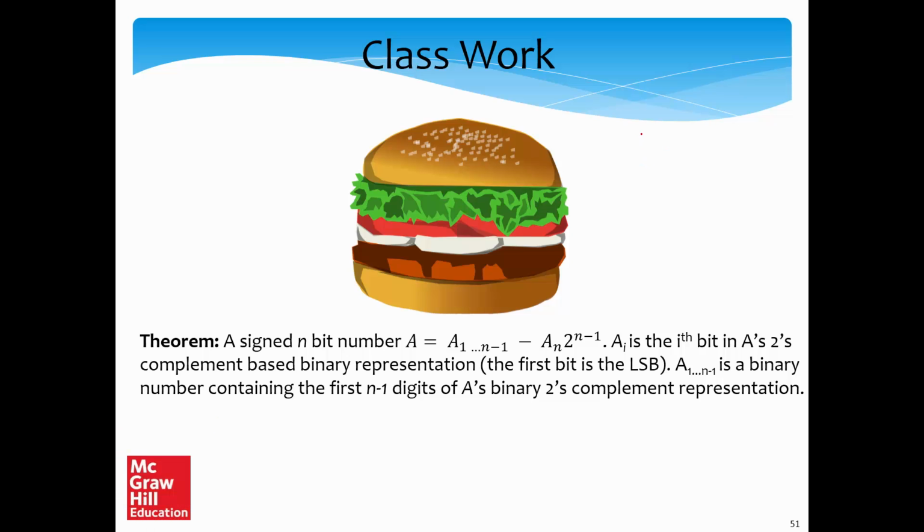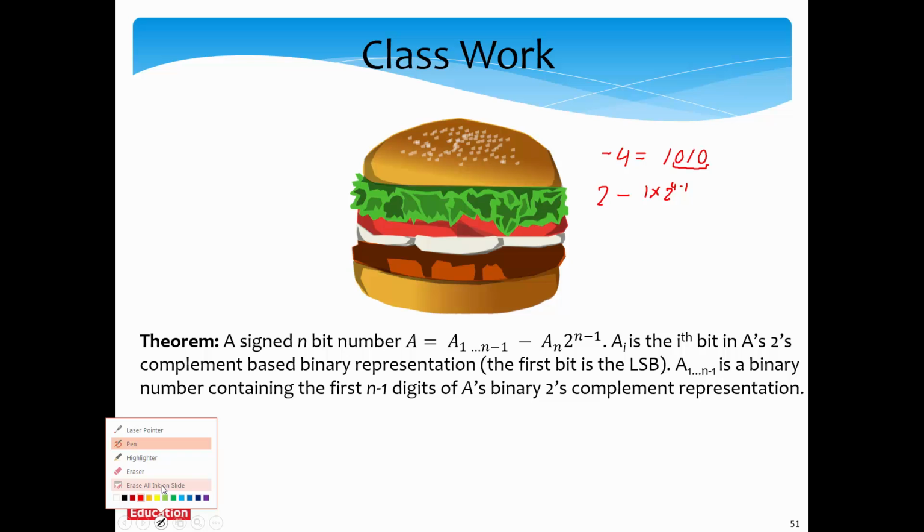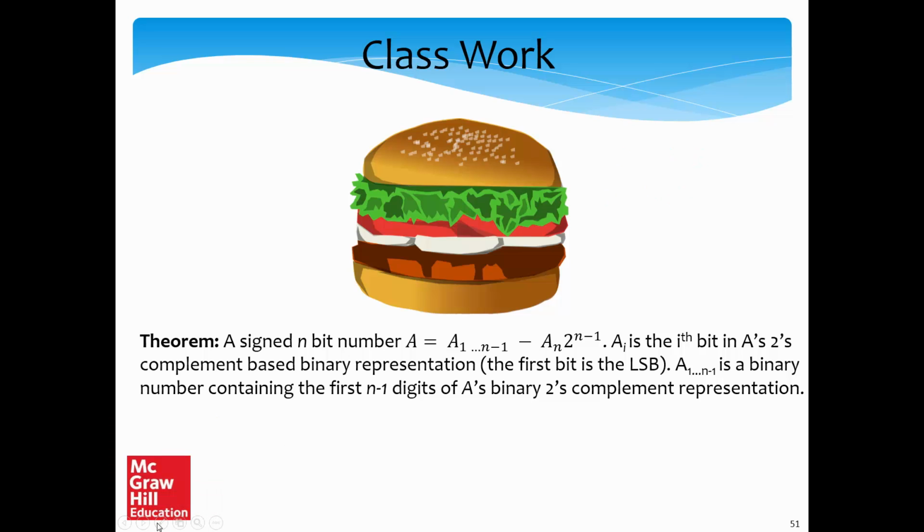If I take any negative number, consider one more example, minus 4. Minus 4 is 1010. Minus 4 is also equal to this. Let's take 010, which is 2, minus 1 times 2 to the power 4 minus 1. Oops, sorry, I made a mistake in that. I'll just go once again. So let's consider minus 4. Minus 4 is actually plus 12. As per this theorem, A1 to n minus 1 is this number here, 100, which is plus 4. And so essentially minus 4 is equal to 4 minus 1 times, we are considering n as 4, a 4-bit number system, which is 4 minus 8.